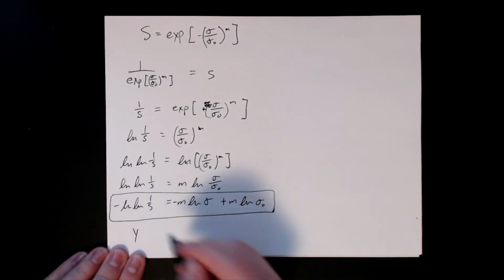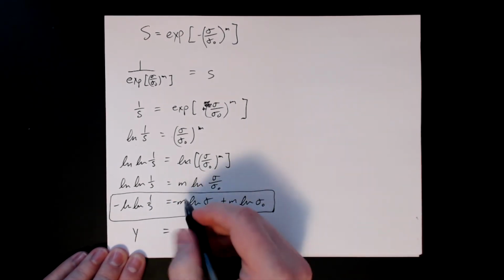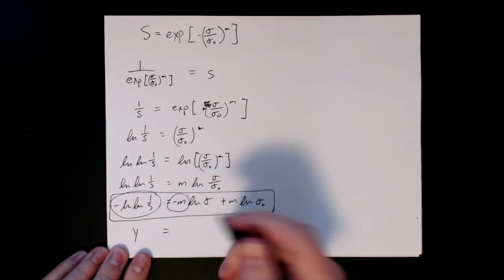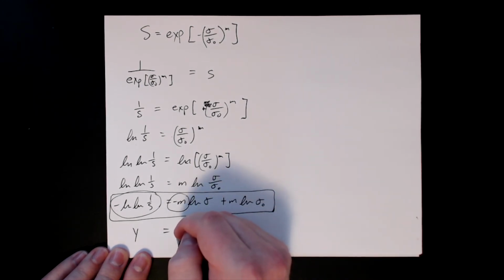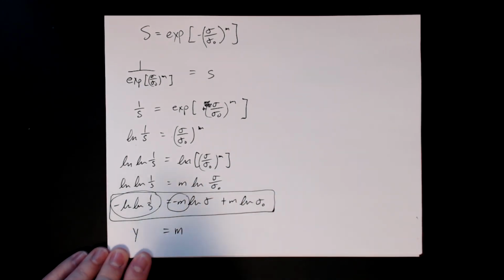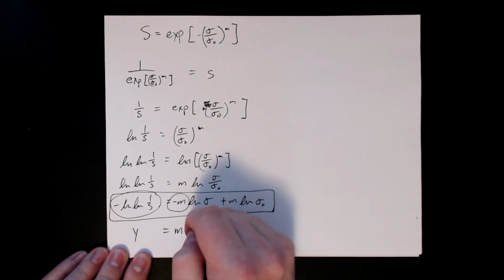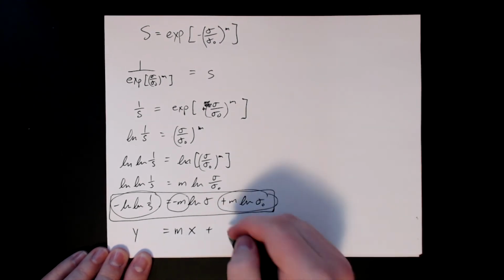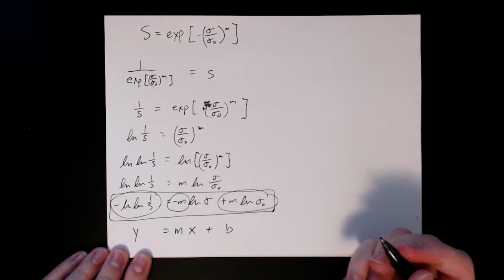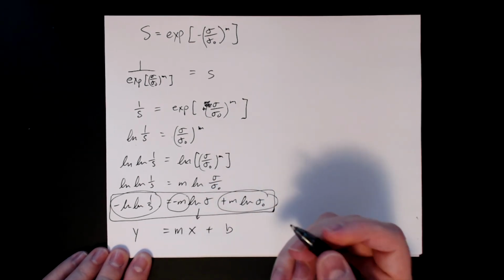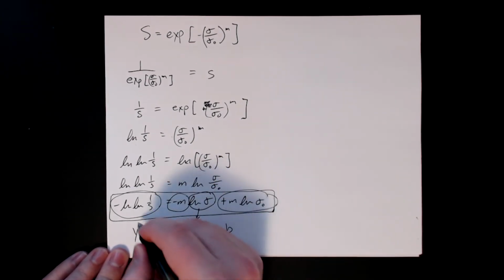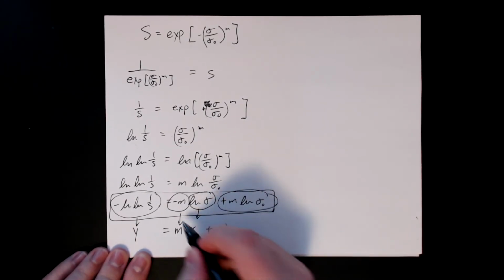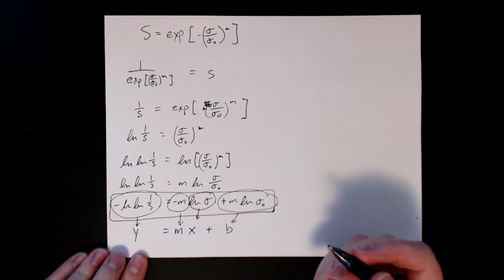This is effectively equal to our y, and then this is our slope. You typically call the slope m in y equals mx plus b. So this effectively becomes x, this is our y, this is the slope, and then this is the y-intercept, b, right?